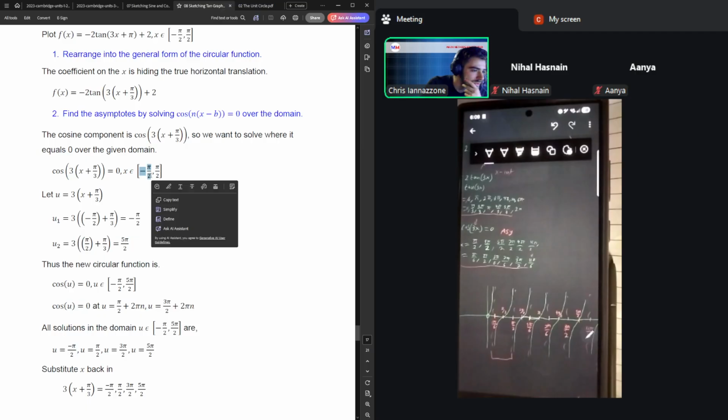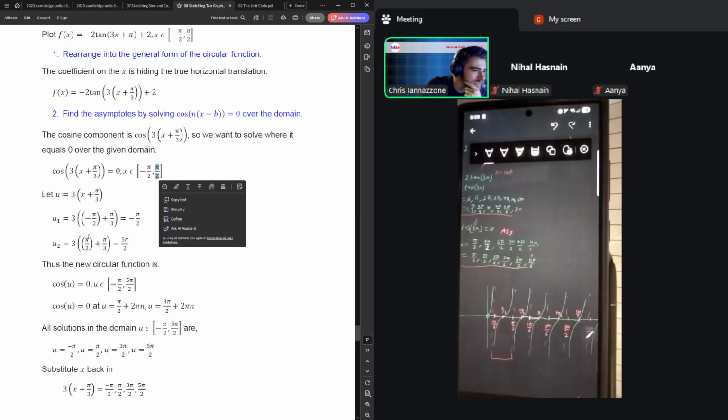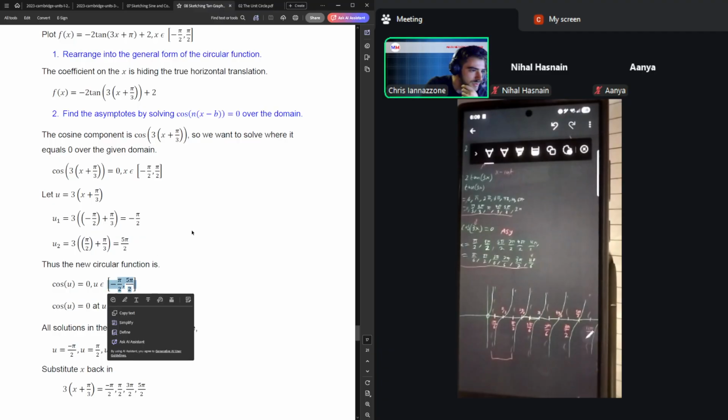So when you shove in negative pi/2, weirdly enough, you do actually just get right back to negative pi/2 for this one. It's a bit strange. But for pi/2, you don't quite get that. This one ends up being 5pi/2. And that gives you a new effective domain there to work out.